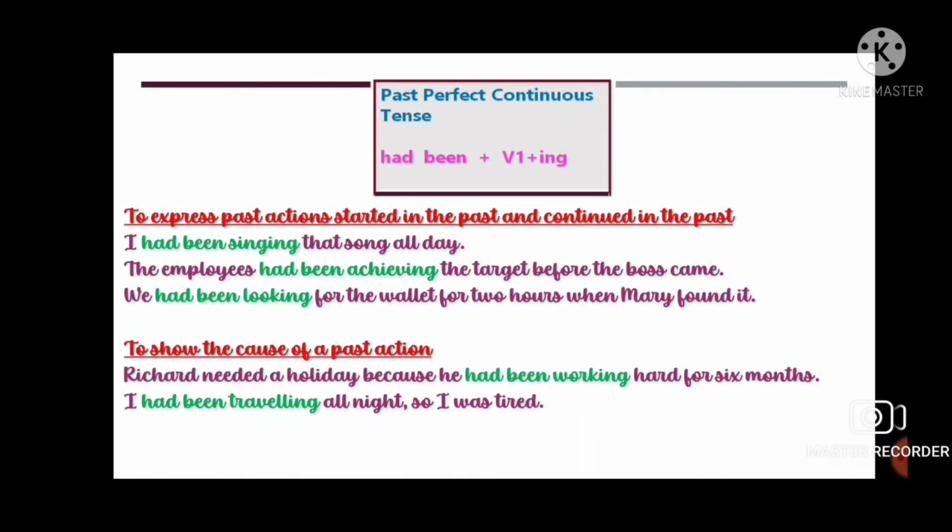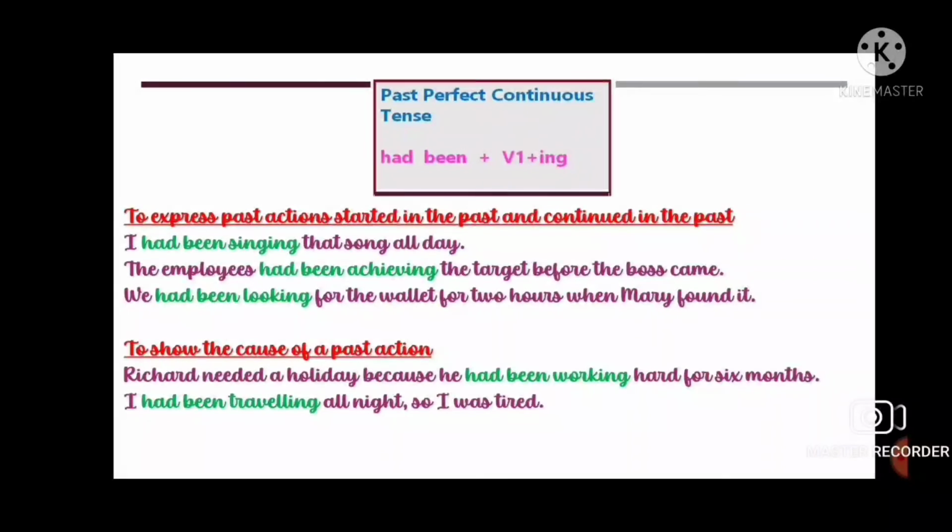The employees had been achieving the target before the boss came. Maybe the boss can be a new employee, maybe a newcomer. So after the boss came, the result wasn't that good. We had been looking for the wallet for 2 hours when Mary found it. Again, mentioning what has happened already for a certain period of time, started and got over in the past.